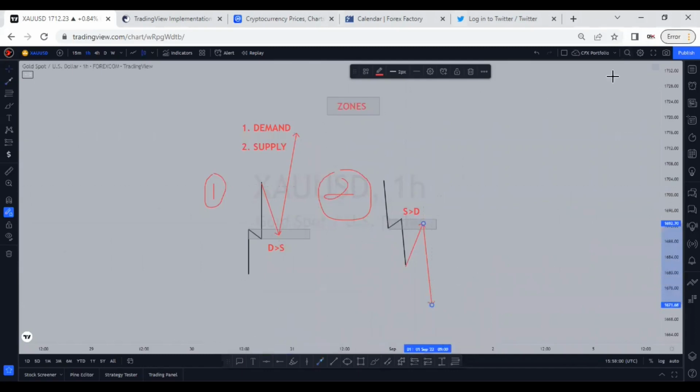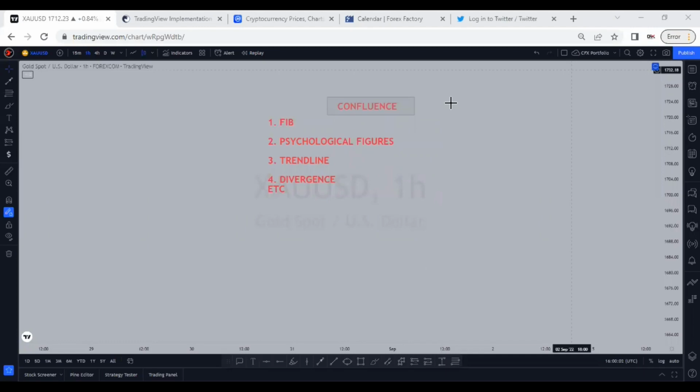Now, let's go to the next step. In the market, confluence is where two things agree, basically where two things merge together. There are so many confluences that you can use in the market. I've just listed 4 of them here: Fibonacci levels, psychological figures, trend line, divergence. People can use a whole lot of other stuff for getting confluence.